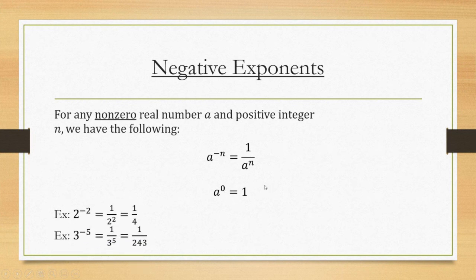So I just put in 2 examples here as well. 2 to the negative 2, that's 1 over 2 squared, which is 1 over 4. When you do 1 over, that takes away the negative. 3 to the negative 5 is 1 over 3 to the 5, which is this. All right, that's good.